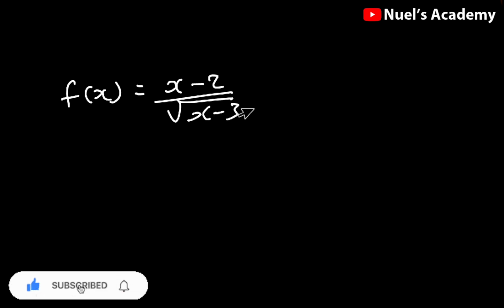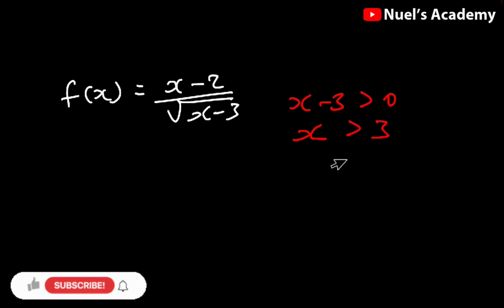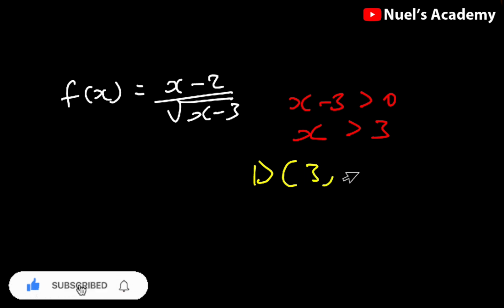So we're going to set the inside of this square root to be greater than 0. Let's solve it. This will be x greater than 3. So this is the domain of this function, or in interval notation it is going to be 3, infinity, because 3 is not included. Now there's another thing I want to discuss on these radical functions.